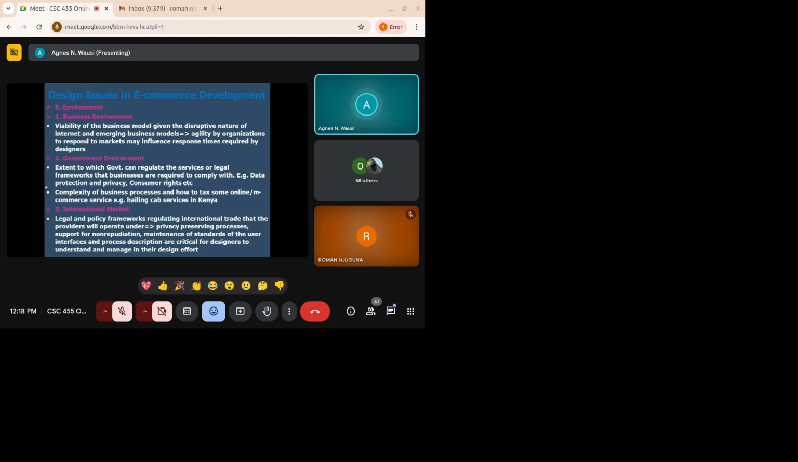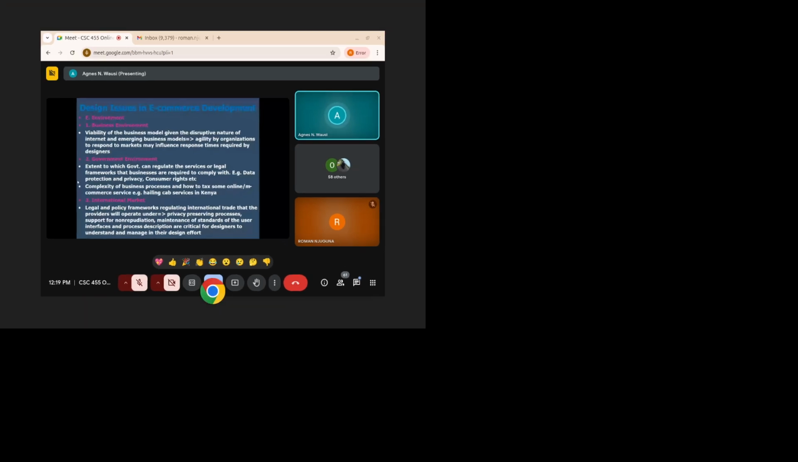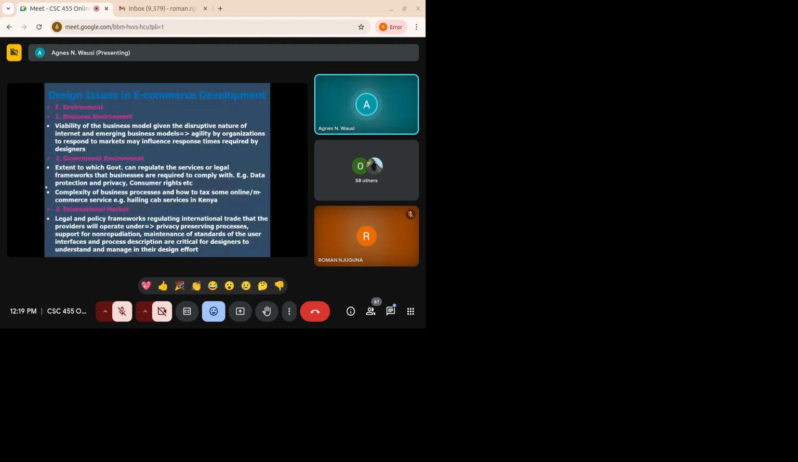The issue of data protection and privacy also comes in. How do we ensure that the providers of these services are complying with this protection or data consumer rights that are available? Then in terms of the international markets, let's say you have ordered an item and it has never been delivered, how is that going to be settled?